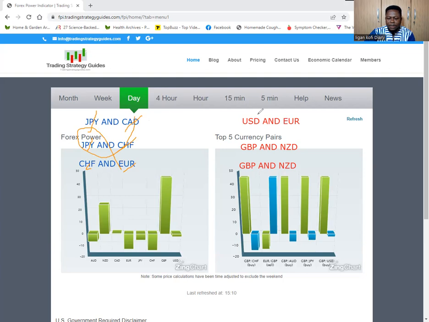What of the stronger side? We have USD here, no USD here, no USD here. We have GBP here and GBP here, but no GBP on the monthly time frame. We have NZD here, but no NZD on the monthly time frame. We have euro here, but we do not have euro on the weekly and then daily. So it means over here too, we do not have a strong currency that runs through all the time frames.